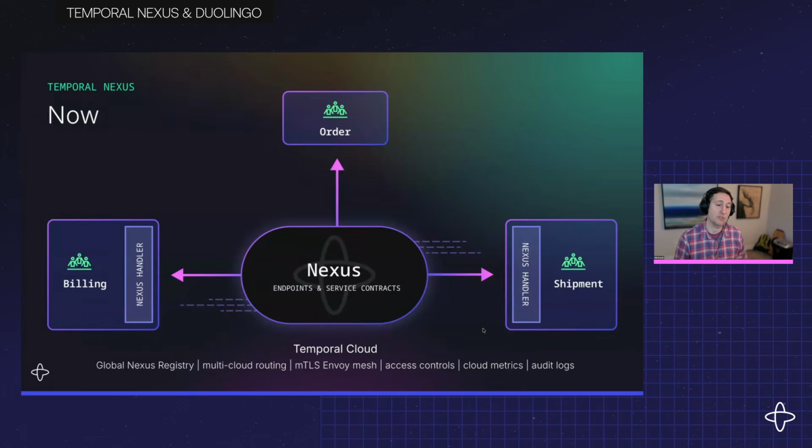And then in Temporal Cloud, the Nexus registry is global across your entire account, across all namespaces. And we have inside of Temporal Cloud a global mTLS secured Envoy mesh that connects all the namespaces together within and across regions, across clouds, with built-in access control, metrics, and auditing.